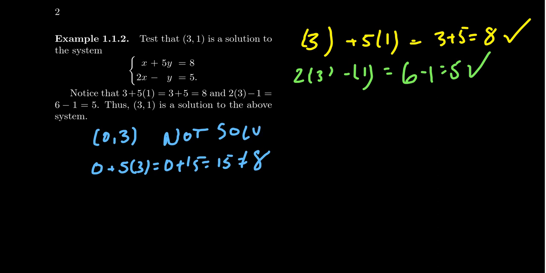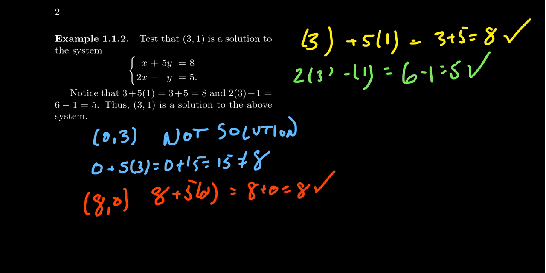But be aware that to be a solution, we have to make sure that we satisfy all of the equations. And so even if we had something like the following, if we took 8, 0, you'll see that when you plug it into the first equation, you get 8 plus 5 times 0, which is equal to 8 plus 0, which is 8. That checks out. If you plug into the second equation, though, you get 2 times 8 minus 0, you're going to get 16, which is not equal to 5. And so we don't have a solution at 8, 0 because it didn't work for all of the equations. We have to make sure we get all of the equations satisfied to be a solution.